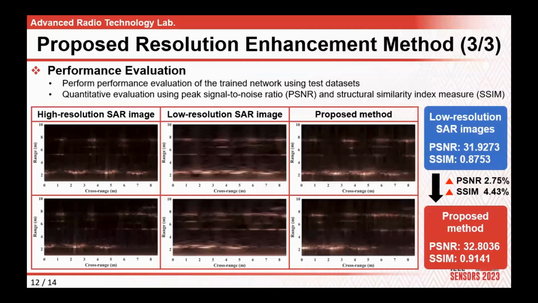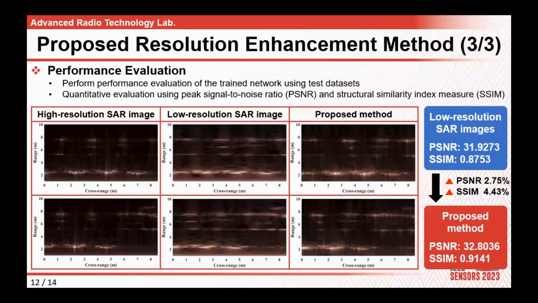Next are the results translated via the proposed network. The performance evaluation is performed based on a test dataset not used in the training process. The figure presented in the table shows two images from the test dataset as examples. In order from the left on the table, these are high-resolution SAR images, low-resolution SAR images, and images translated through the proposed method. Comparing the second and third columns of the table shows that the image quality has improved.